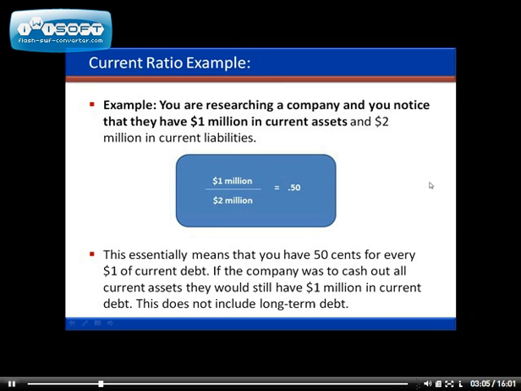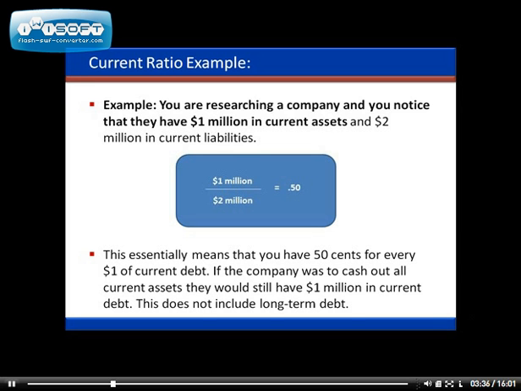So let's look at a current ratio example. Let's say, for instance, you're researching a company and you notice that they have $1 million in current assets and $2 million in current liabilities. So if we were to put the current ratio formula together, current assets over current liabilities, we would come up with 0.5. And what this essentially means is that the company has 50 cents for every dollar of current debt.